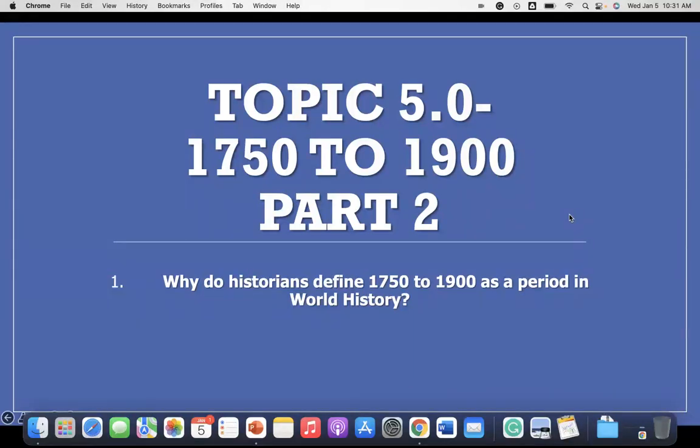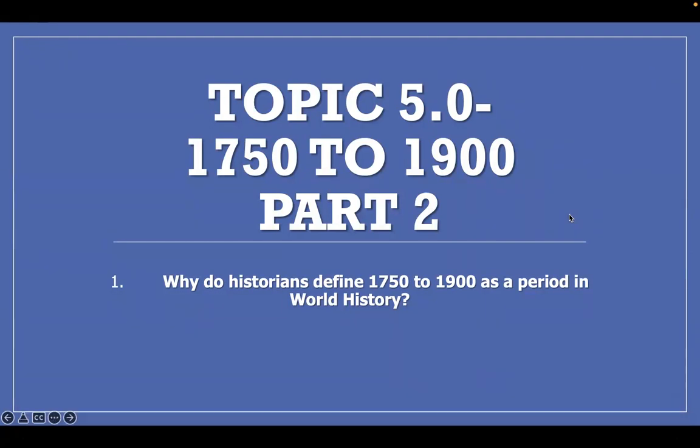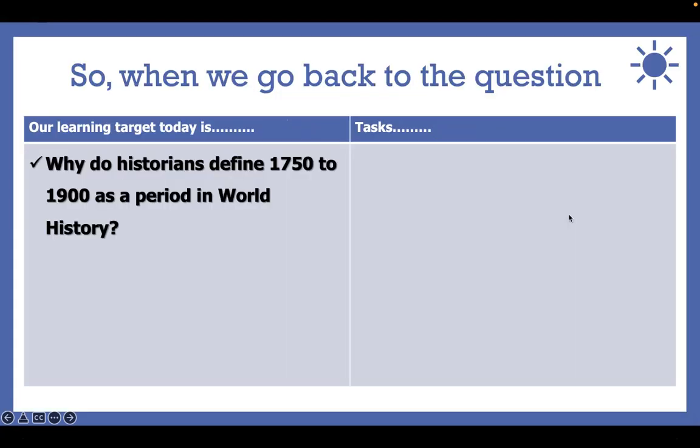Okay, so this is part two of topic 5.0, 1750 to 1900. And this is where we will focus on answering our question, why do historians define 1750 to 1900 as a period in world history? So when we look at this question, why do historians define 1750 to 1900 as a period in world history?